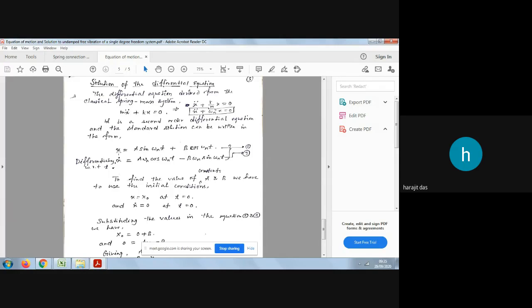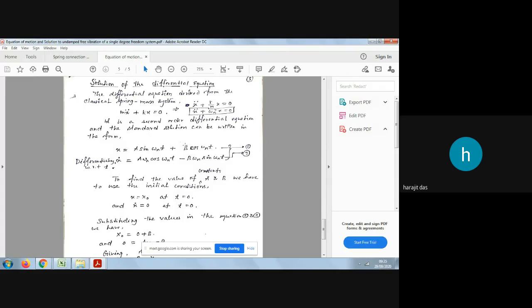This is the displacement equation x, so we can differentiate this with respect to t to get the velocity. If you differentiate it with respect to t, the velocity x dot equals, omega n comes out, for sine there will be cos, so a omega n cos omega n t. For cos it will be sine, but with a negative sign, so minus b omega n sine omega n t. Let's number these: this is 1, this is 2, this is 3.